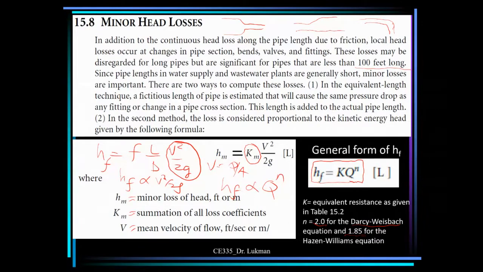And it is equal to 2 because HF is proportional to V squared over 2g. So we substitute V as Q over A, and this will be Q squared over A squared.